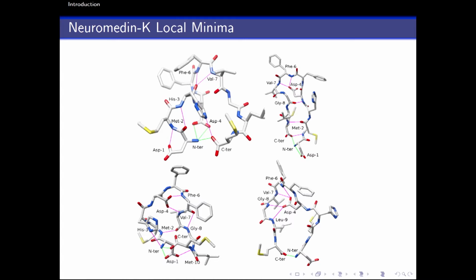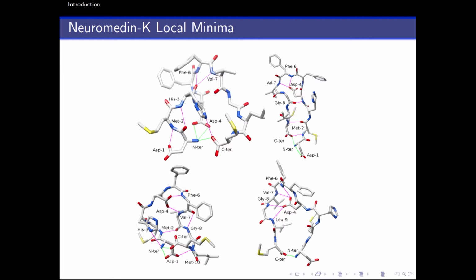So I just want to show you some results of the local minima. So you see here the local minima that we got for neuromedin K with, again, the hydrogens removed for clarity. So you can see the atomic representations. And the magenta and green lines here represent interactions between atoms that stabilize the structure. The magenta lines here are hydrogen bonds, and the green ones are salt bridges.